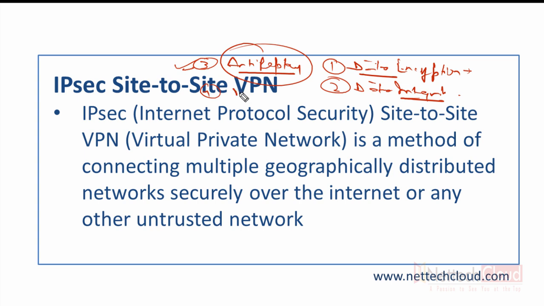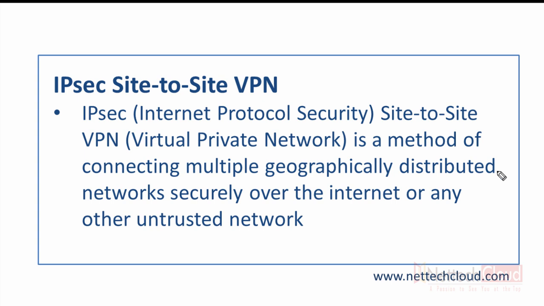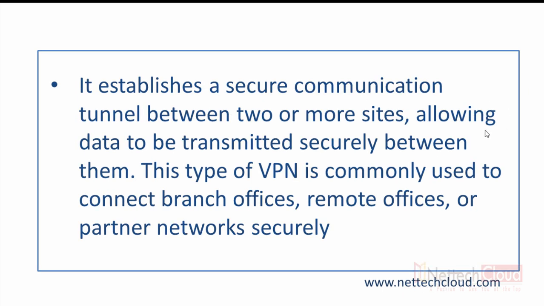And the fourth one is data origin authentication. Alright, so for complete security: data encryption, data integrity check, anti-replay and data origin authentication. It establishes a secure communication tunnel between two or more sites, allowing data to be transmitted securely between them. This type of VPN is commonly used to connect branch offices, remote offices or partner networks securely, because site-to-site VPN is different than the remote access VPN.